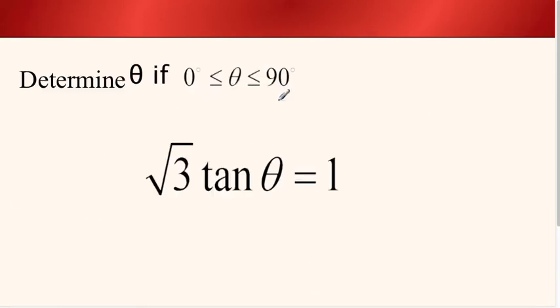Let's come over here. So this question says, determine theta, which is the angle. This looks ugly, but careful, it's not that hard. It says, determine theta if theta is between 0 and 90 degrees. It's less than 90, but it's bigger than 0, so give me some acute angle that satisfies this equation. So it's root 3 times tan of some angle gives me 1. This is my question to solve.